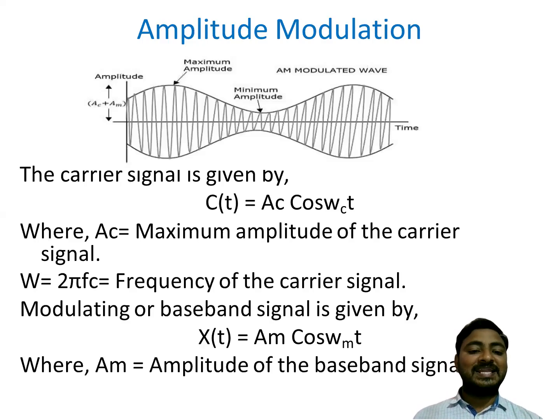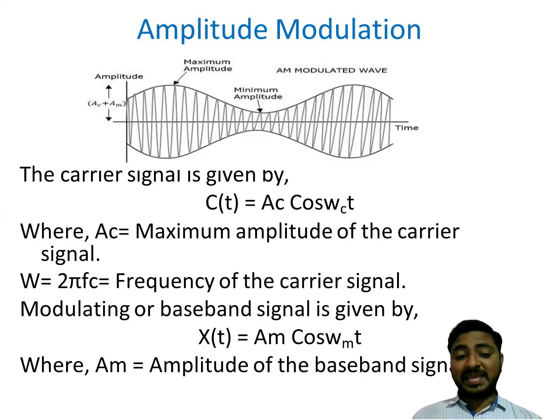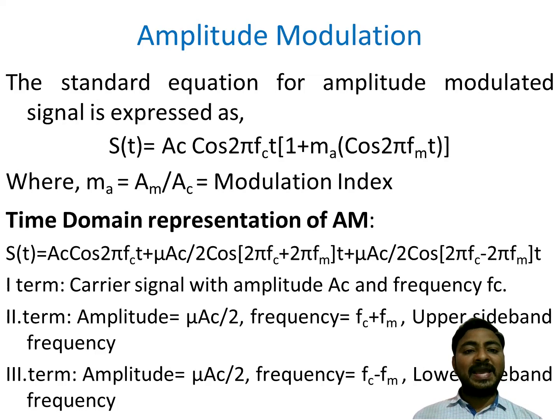Then the next signal is the message signal. The message signal is represented with x of t. x of t is equal to Am cos omega m t. Am is the amplitude of the message signal or baseband signal. Omega m is the angular frequency of the baseband signal or message signal.